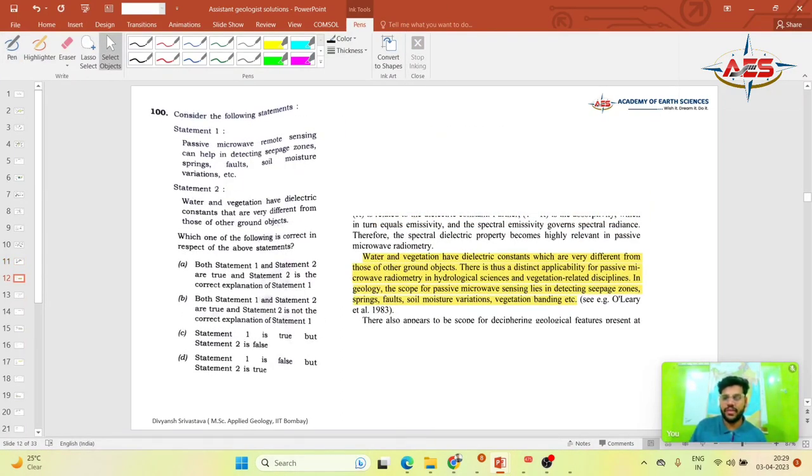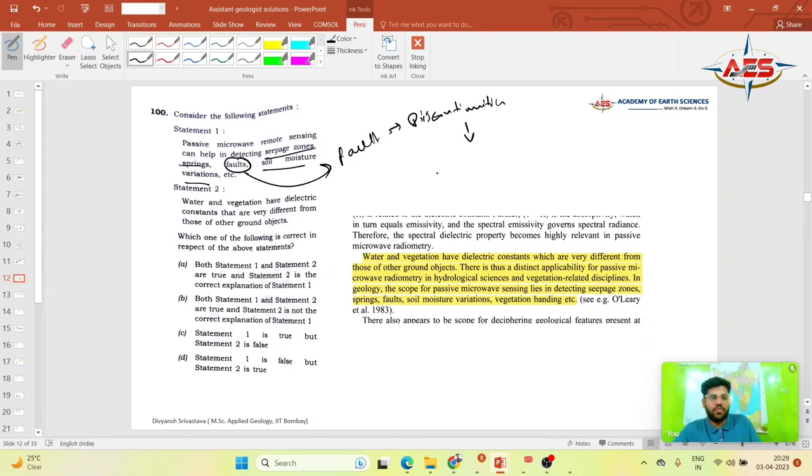Consider the following statements. Statement 1: passive microwave remote sensing can help in detecting seepage zones, springs, faults, soil moisture variations. So you can see that all the features, like seepage zones, springs, soil moisture variation, as well as faults, are related to water and places where water can be stored. Faults are also discontinuities, and these discontinuities are passages for water movement, something like a fracture zone. Because of this, the water saturation will increase here a bit.